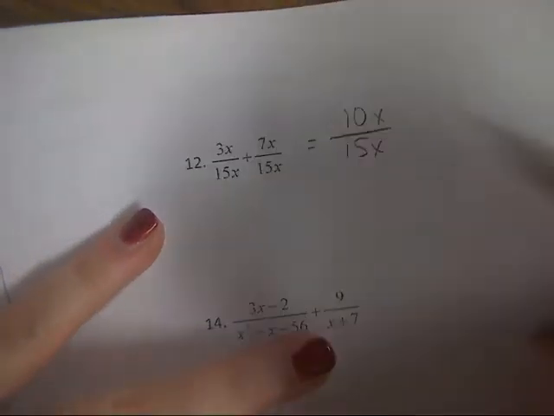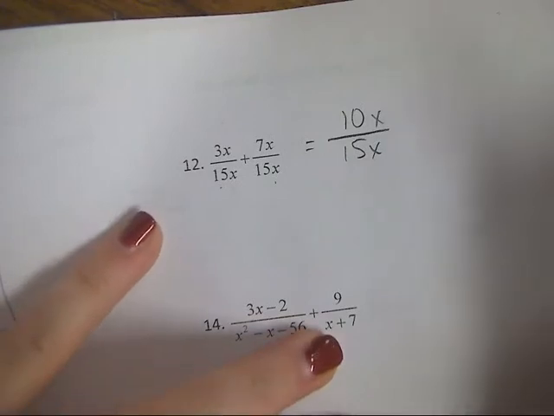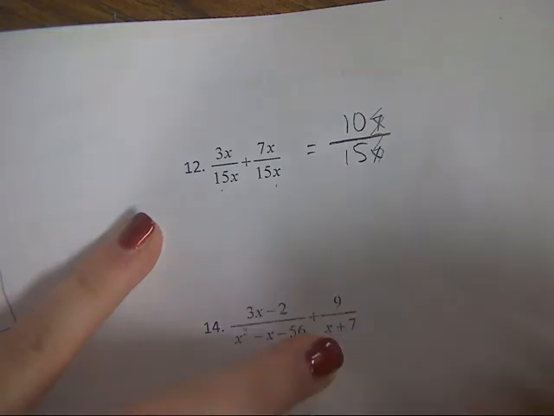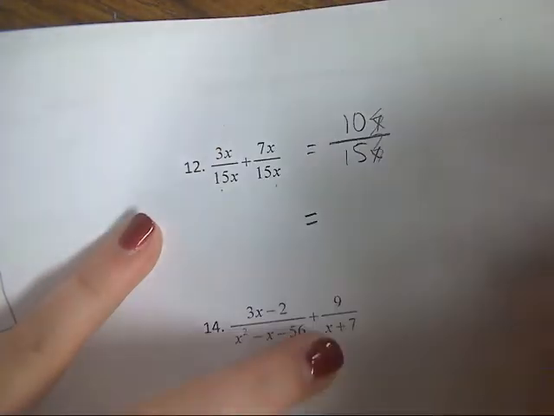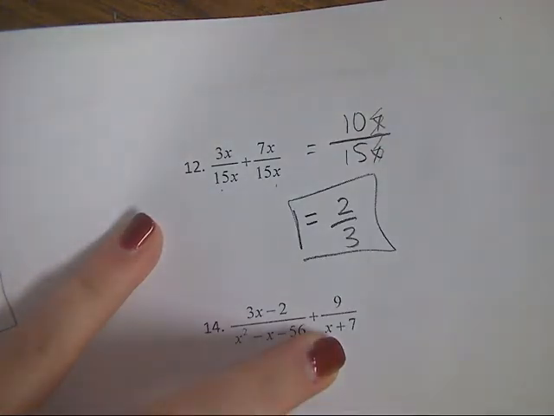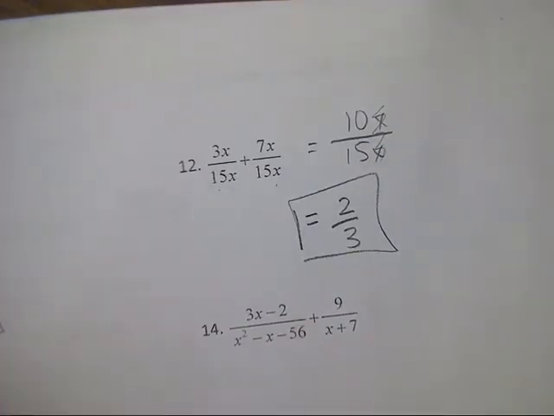Okay. We can do some simplifying with this one. See my x's? So my x's will cancel away. Also, 10 over 15, if I divide them both by 5, it's the same thing as saying 2 over 3. So that one simplifies to just 2/3.